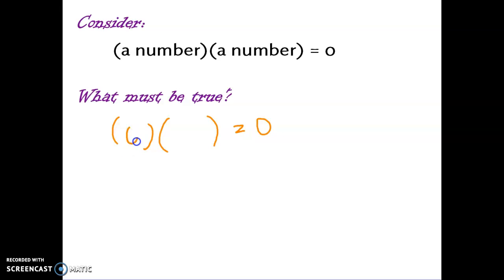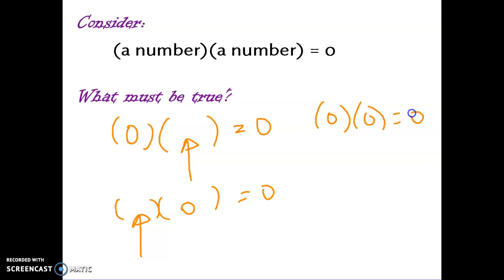Well, if I have 0 here, it doesn't matter what number I have here. I'm going to end up with 0 as the answer because 0 times anything is equal to 0. It's also true that if I put 0 here, doesn't matter what I put here, I'm still going to get 0 because something times 0 equals 0. I could also have 0 in both places because 0 times 0 is equal to 0.